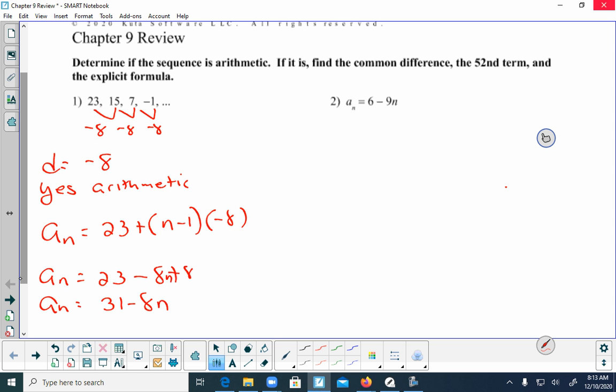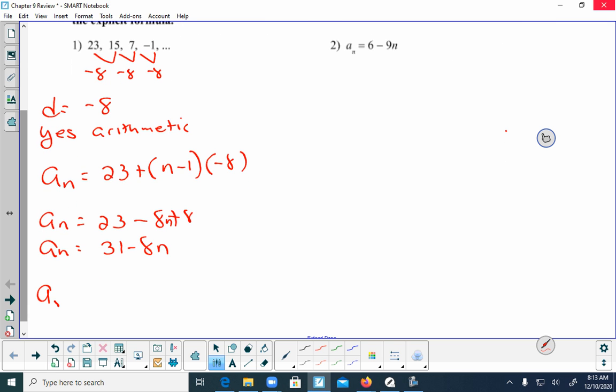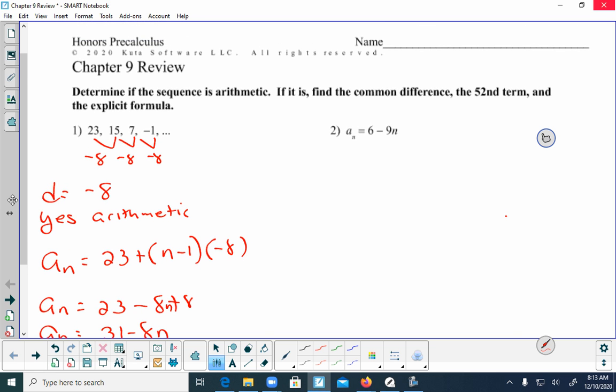So then the next thing I want to do is find the 52nd term. So to find the 52nd term, I'm going to put 52 in for n. So 8 times 52. And when I do that, I end up with my 52nd term being -385.